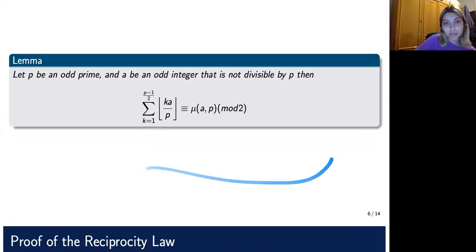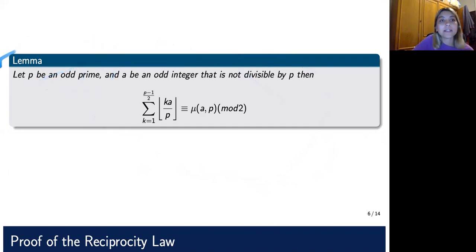And this is the last thing before the theorem. I would like to explain a lemma. Let P be an odd prime and A be an odd integer that is not divisible by P. Then we have the summation. I just want to explain the floor function. Maybe there's someone who can't remember this. Basically, we just take the integer part in the floor function. For example, when we take the floor function of 2.5, it's gonna be 2.